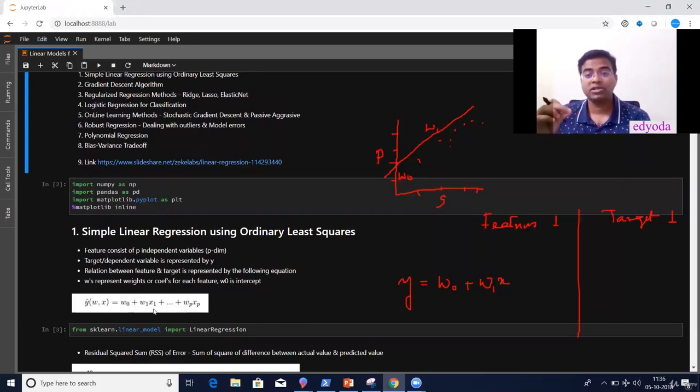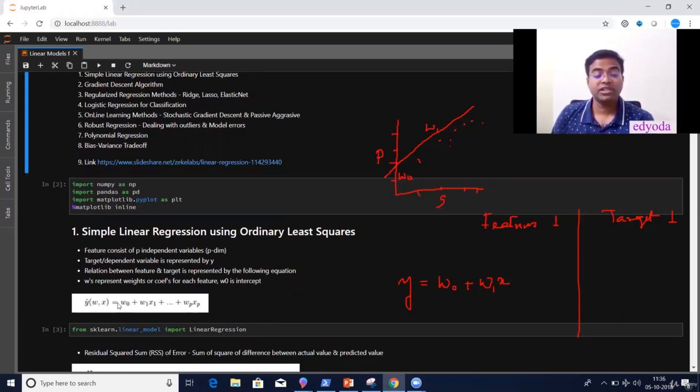Okay, so we'll discuss the scaling part in the pre-processing chapter, but assuming that both of them are on the same scale, if W1 is higher than WP, then we can say that X1 is more important than XP. Okay, this is the interpretation part of linear models. But what we are trying to do here is predict the target based on the relationship between feature data and the coefficient.